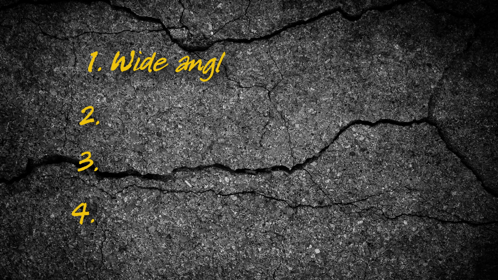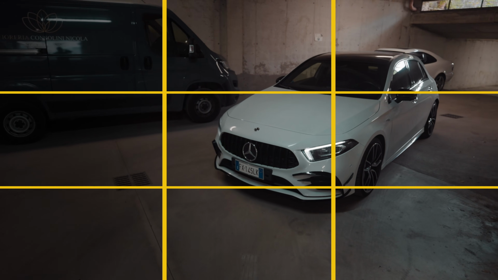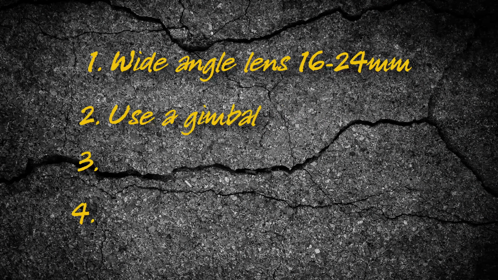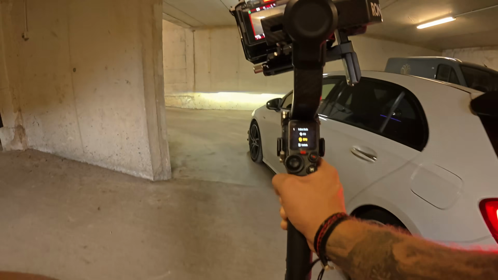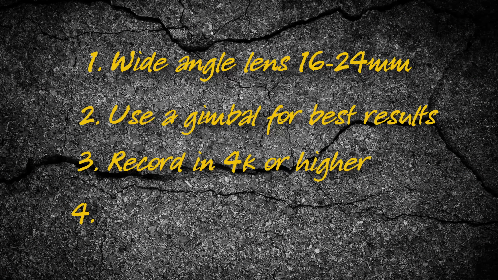Use a lens with a wide angle so it's easier to keep your subject in the center and introduce less shakiness. I recommend using a gimbal to get smoother camera shots, which will give you a way better result. Shoot in the highest resolution possible, as we'll need to crop later in post. Now this is optional, but you can use a polarizer filter to reduce reflections.